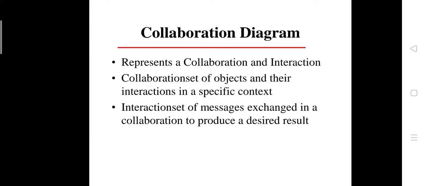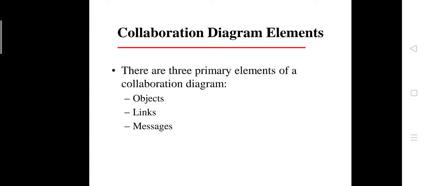The collaboration diagram also represents the collaboration as well as the interaction between the objects, whether a set of objects or all the objects of a class participate in the particular communication to carry out the particular task. So an interaction is a set of messages exchanged in a collaboration to produce the desired result, that means to carry out that particular task.